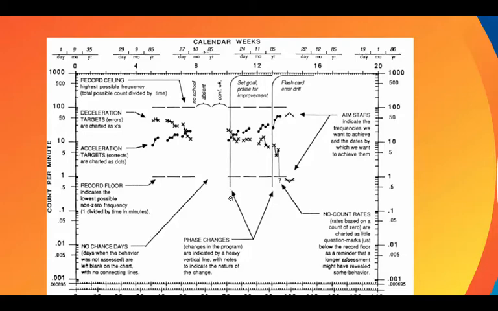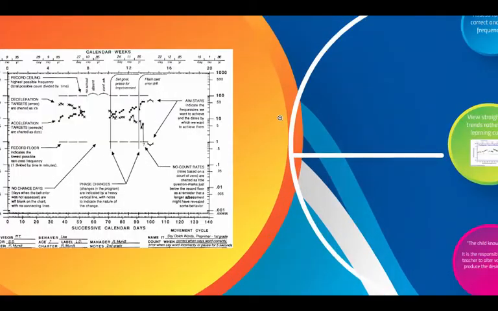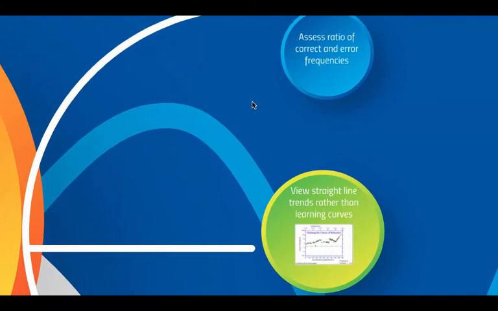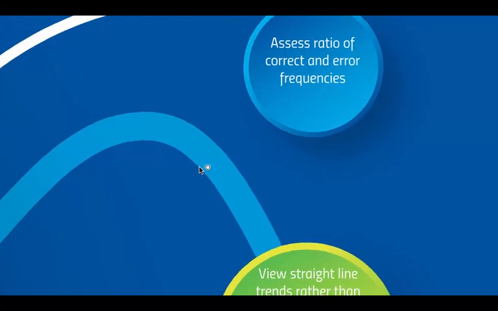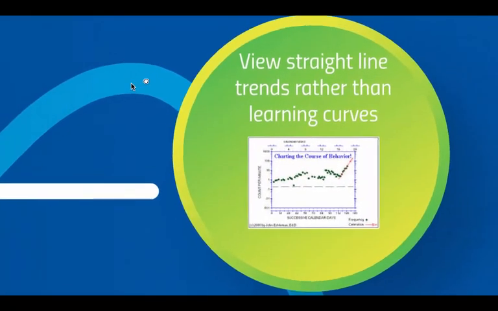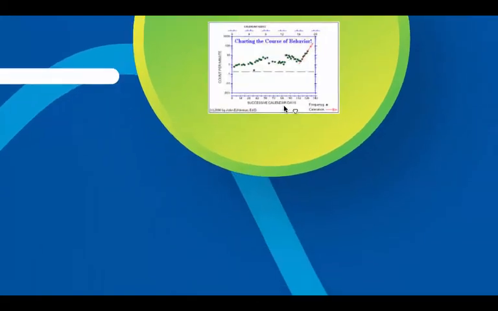However, one of the reasons why a board-certified behavior analyst will want to use that is actually for several reasons. First, it assesses the ratio of correct and error frequencies. So that's one of the conventions of the graph, is that you're recording both correct and incorrect responses. This kind of graph also allows you to review what's referred to as straight line trends rather than learning curves. One of the nice features of the standard acceleration chart is that you can actually quantify that level of acceleration and that level of progress. That's one of the very appealing things about the standard acceleration chart.